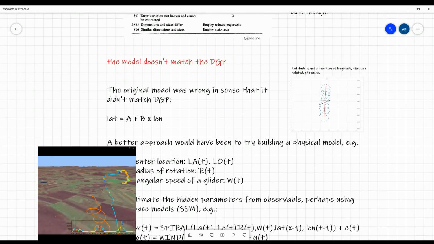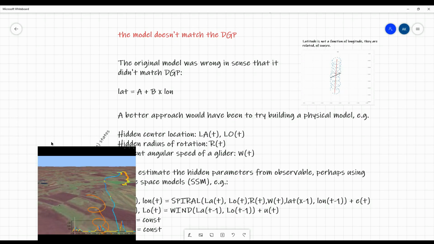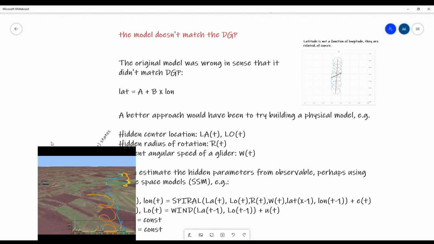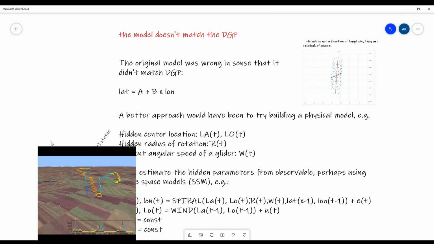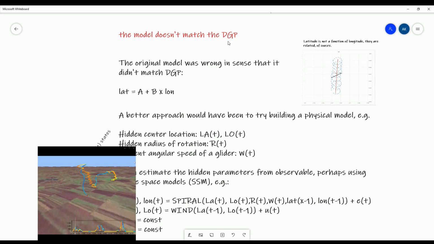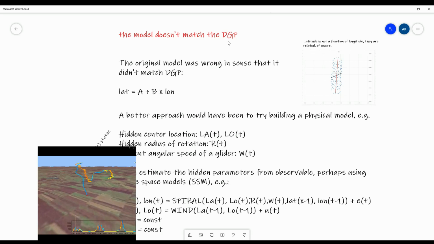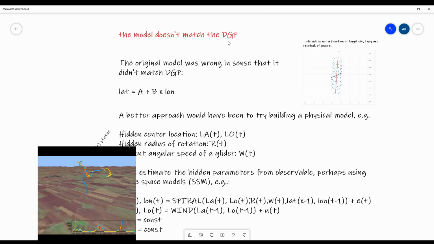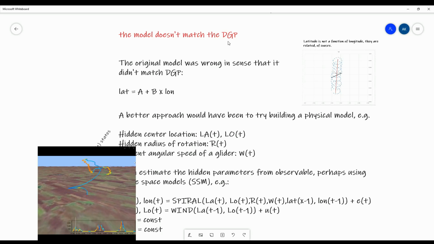So what I'm coming to is the following: you can improve this model or truly understand the underlying phenomenon only if your model matches the phenomenon. And I'm saying the model matches the DGP, data generating process. So there's this process of a paraglider or a bird flying that generates latitudes and longitudes. Right, so that's your data generating process.